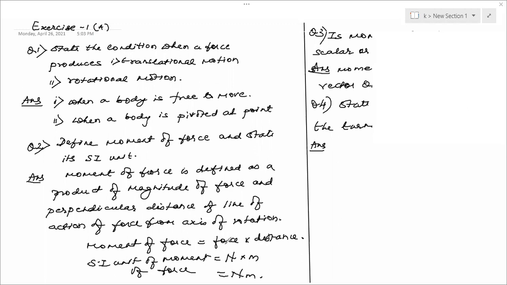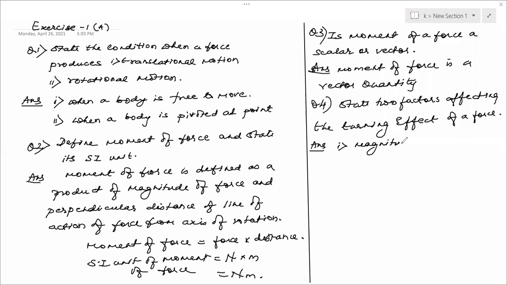In the formula, what are the two quantities? What is moment of force? Force into distance. So naturally, the first of the two factors affecting that is magnitude of force. Greater the magnitude of force, greater will be the turning effect, greater will be the moment of force. And also, it depends upon the distance of the line of action of force.